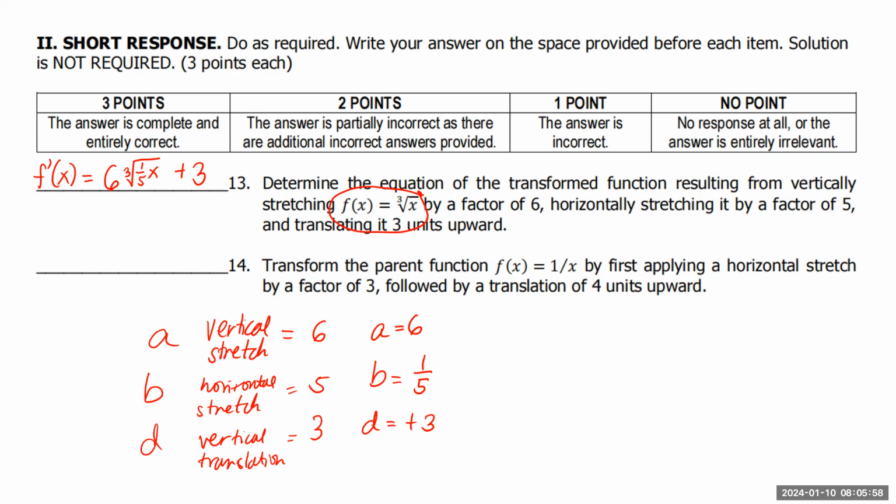Next one, for the parent function 1 over x, transform it by applying a horizontal stretch by a factor of 3, followed by a translation 4 units upwards. So again, meron tayo ditong b and d. So yung d, madali lang kasi 4 units upwards. So we have here plus 4. And for b, horizontal stretch siya. Again, pag horizontal stretch, so to get b, kailangan natin i-reciprocal yung scale factor. Okay, so b is equal to 1/3.